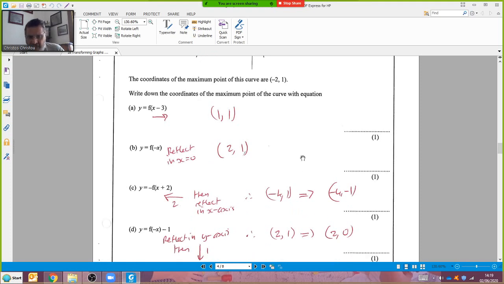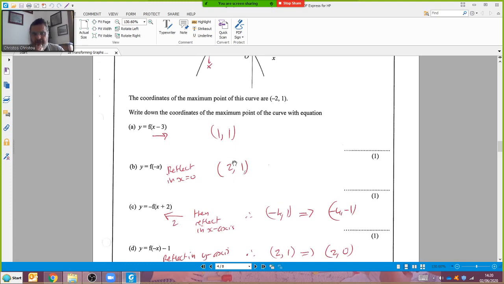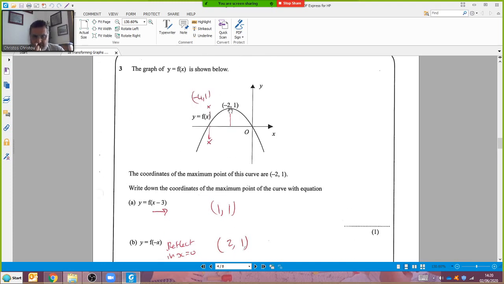This one, I think about this one. It's minus f of x plus 2. So x plus 2 actually means go left 2 units, but minus means reflect in the x-axis afterwards. So it's really complicated. This is worth 2 marks. So the first thing I did was to go left 2 units, I think. So going left 2 units was minus 4, 1. Then I've got to reflect it down to here, which is going to be minus 4, minus 1. That's why I've got markings there. Yeah, if I turn left 2 units, minus 4, 1.